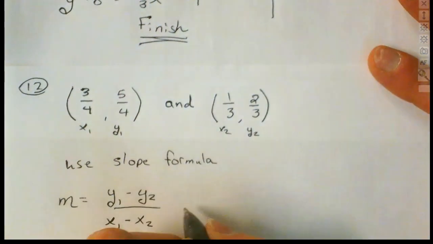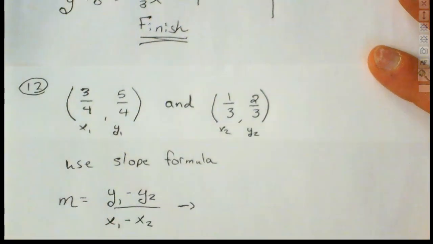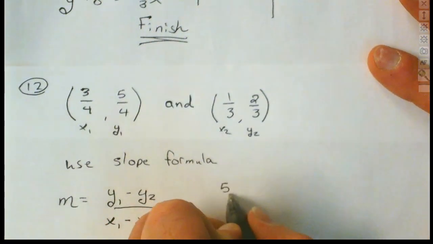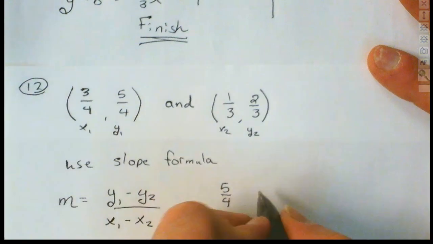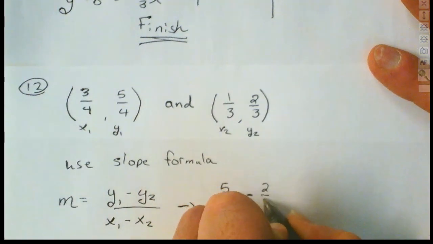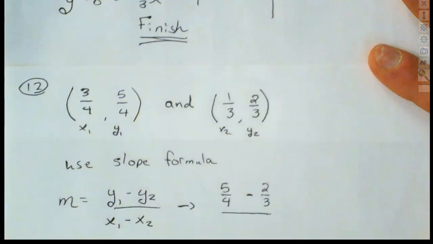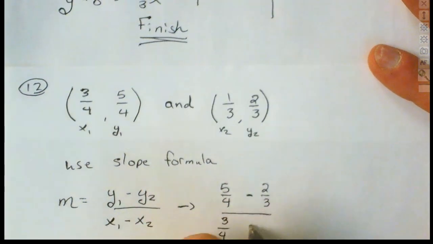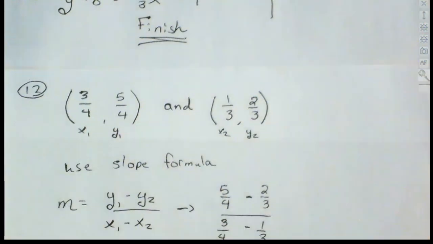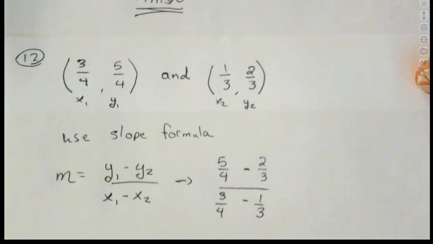So begin by plugging in the pieces. And that's going to be 5/4 minus 2/3 over 3/4 minus 1/3. Okay, is everyone okay with that so far? All right, we just plug the values in.